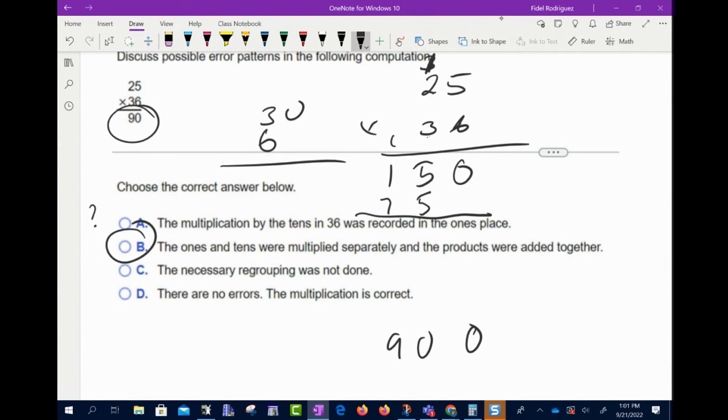And the last one says there are no errors, the multiplication is correct. Hey, I know that's not it, right? The necessary regrouping was not done.